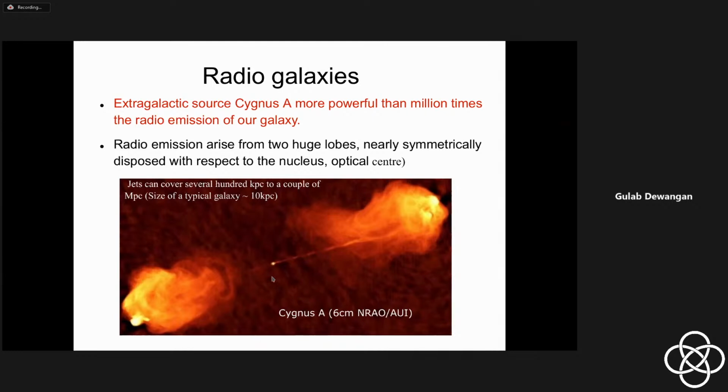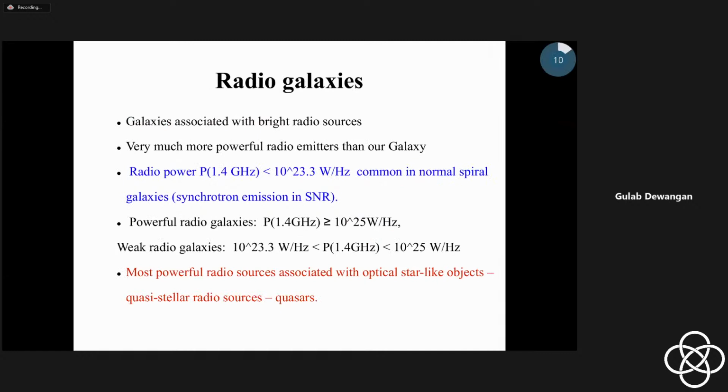Radio emission from these radio galaxies is much more powerful. For example, the radio emission from Cygnus A is about a million times more powerful than the radio emission from our own galaxy, the Milky Way. Okay, so radio galaxies are associated with bright radio sources. They are much more powerful radio emitters than our own galaxy.